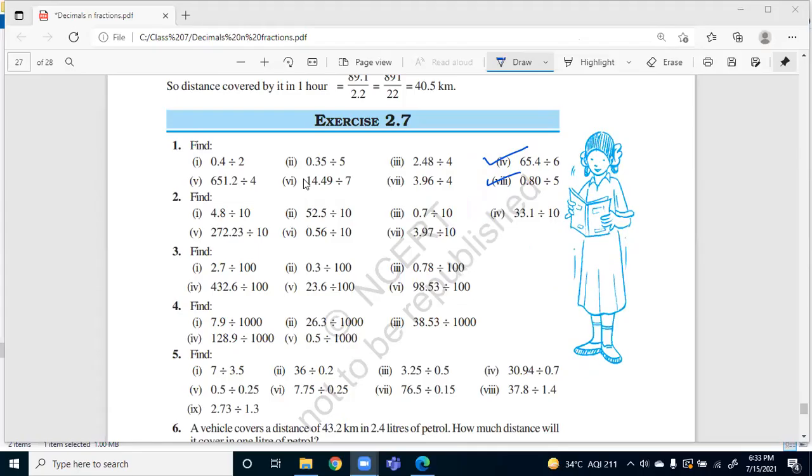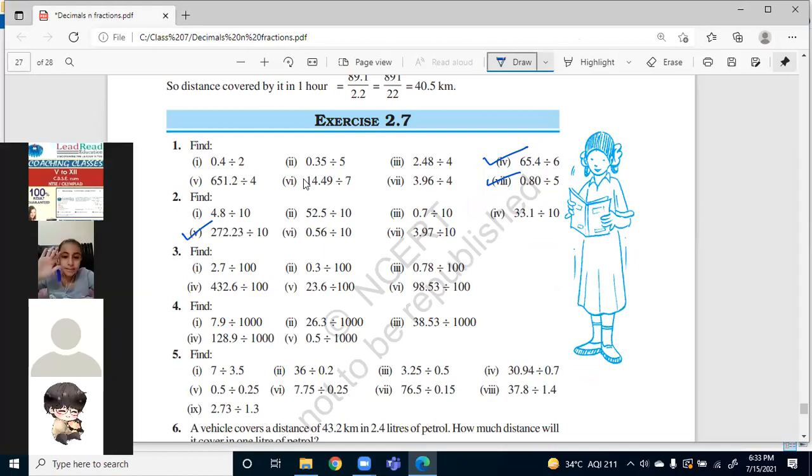So let's move to question number 2. This is division by 10. It is very simple, we can do it orally also. Who is ready with the fifth part answer? Yes, Garima. Ma'am, it will be 27.223. You are correct. So the decimal will move in the left direction by one digit. So it is 27.223.